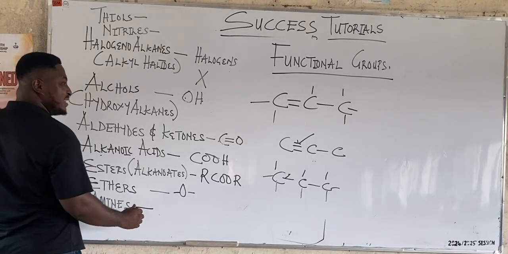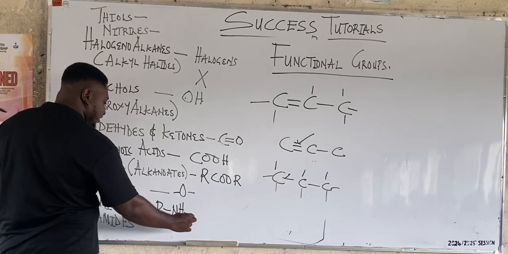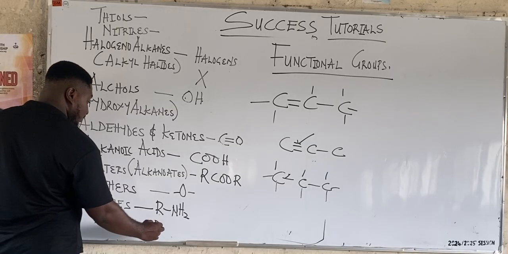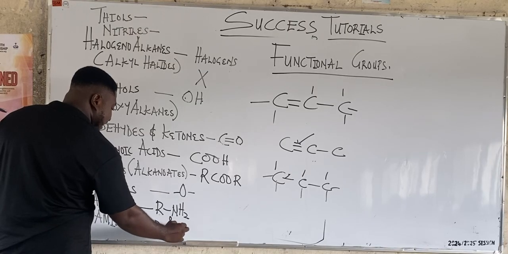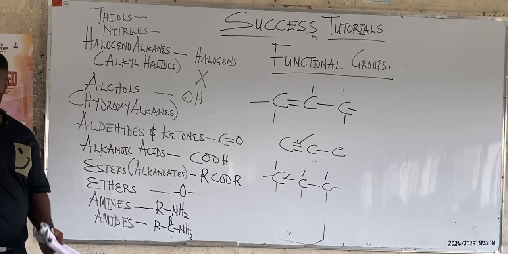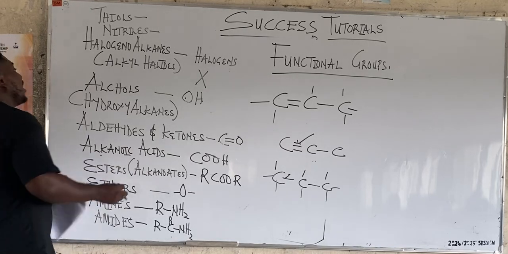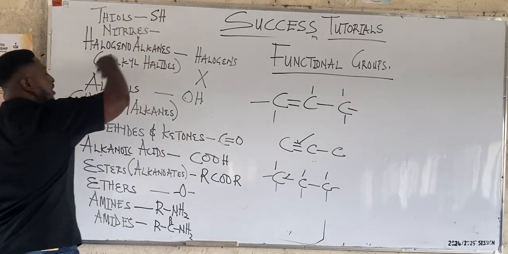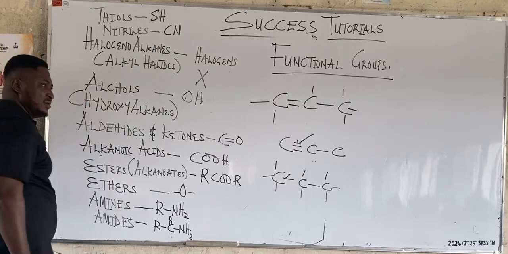The amines are derivatives of ammonia. Amines are derivatives of what? Ammonia. Amines contain the amino group. I'll explain each of them. This is just the introduction. Don't worry yourself. The thiols class: if alcohol has OH, the thiols have SH. Then the nitriles contain the cyano group, CN.